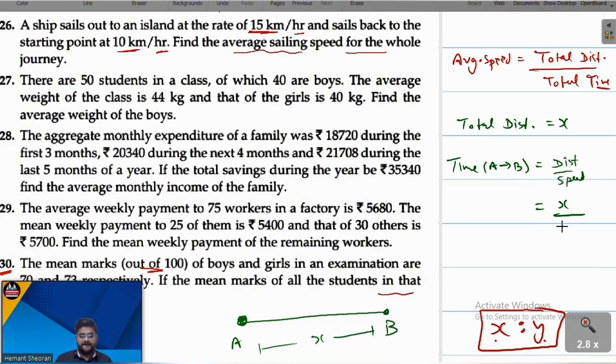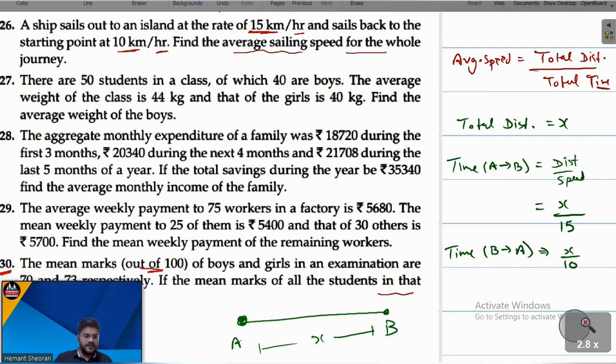15. Yeah. Okay, this is the time for A to B, x over 15. But what about the 10? The 10 we will use for B to A. There are two times that you have to calculate. So time from B to A, that is coming back. When he will be coming back, the time will again be distance over speed. So the distance is x and the speed is 10, so the time is x over 10. Get it or not?